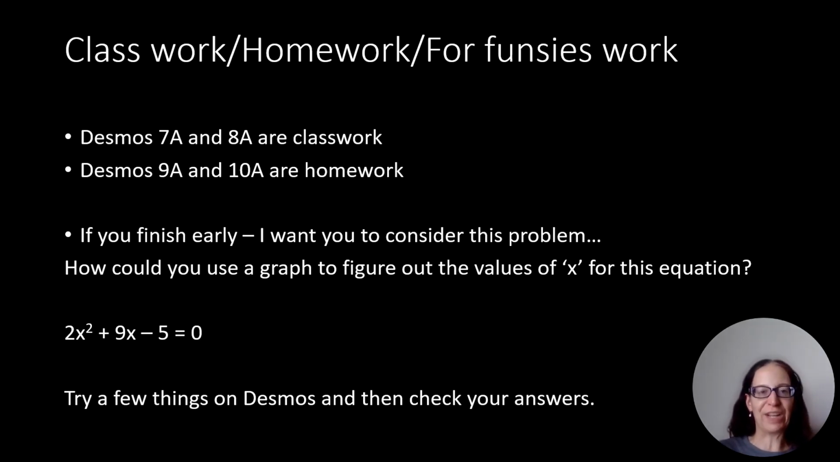If you finish those early, then I want you to mull over this for funsies. How could you use a graph to figure out the values of x for this equation? So we have 2x squared plus 9x minus 5 equals 0. I want you to think about it. Try some guess and checky stuff. Try a few things on Desmos. Dump some stuff into Desmos. See what you're able to come up with, okay? And we'll tack that onto your assignment just for funsies, because it's fun to think about a solution for a problem, especially when there's nothing at stake.